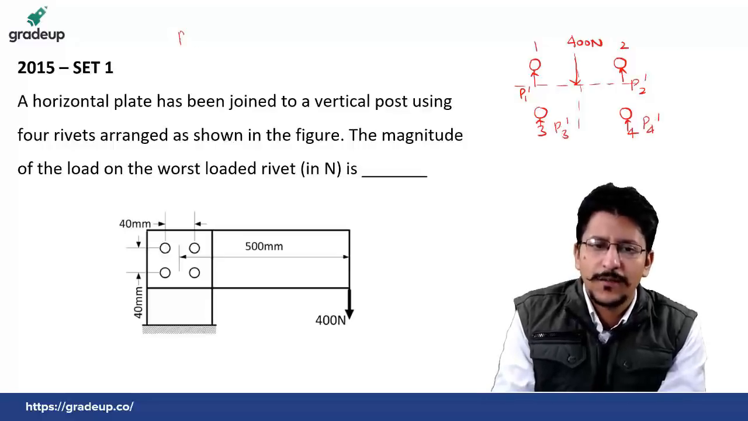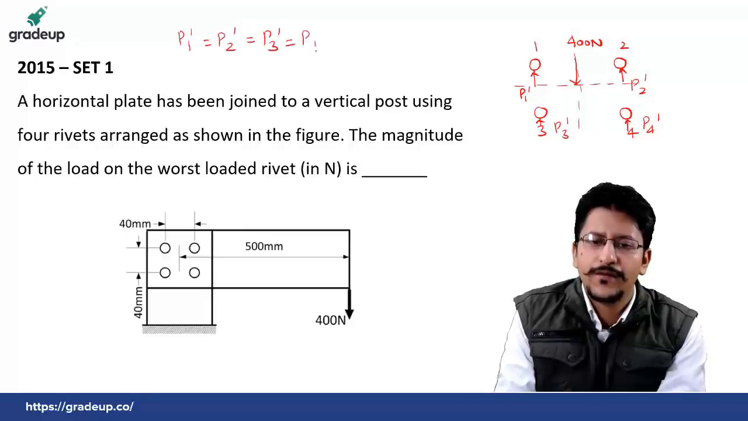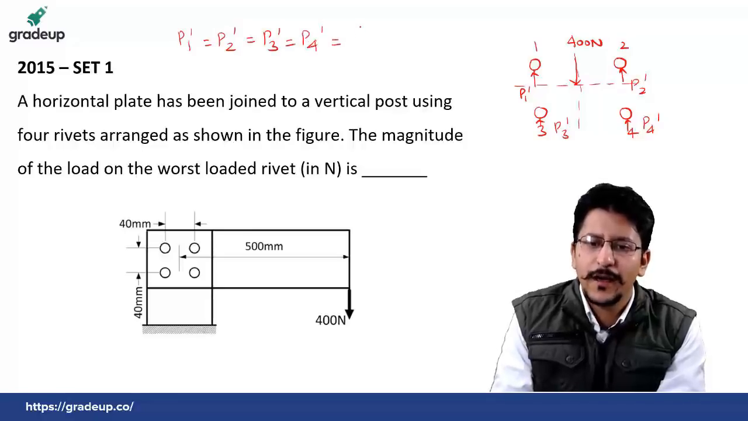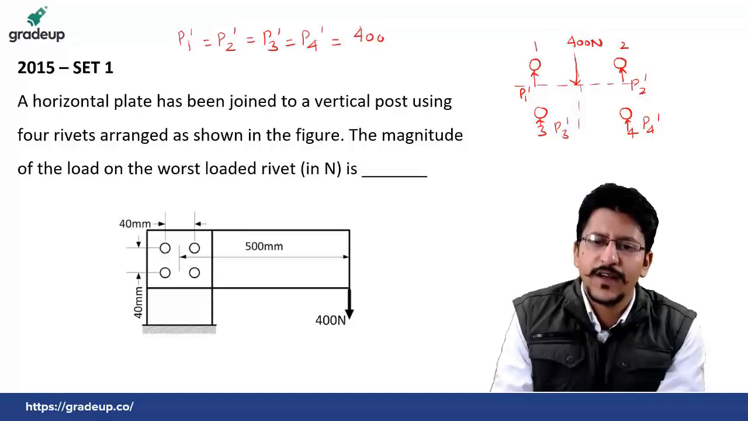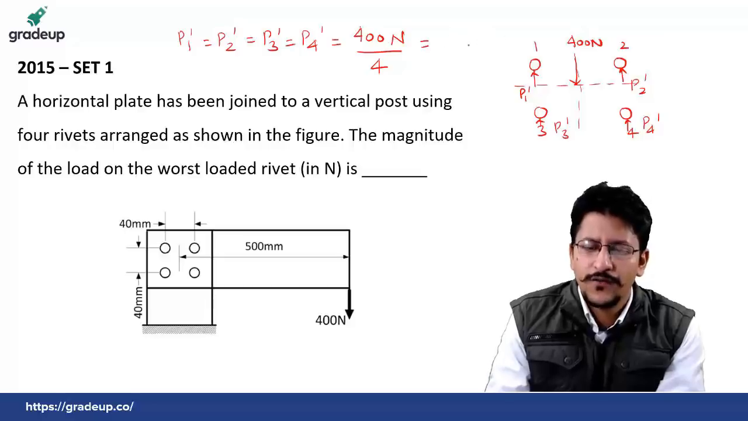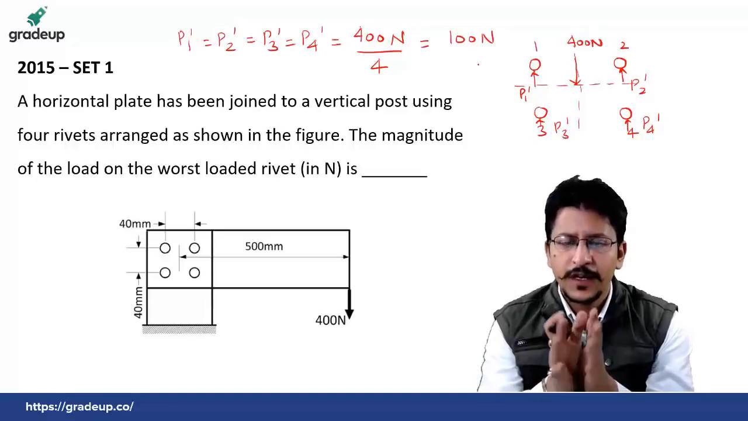So P1 dash is equal to P2 dash is equal to P3 dash is equal to P4 dash, and that is nothing but force upon area. Basically this is the force, so we are not concerned with finding the stress. This will be 400 Newton divided by 4, because there are 4 riveted joints, so this will be 100 Newton. These are the primary shear forces acting on a riveted joint.